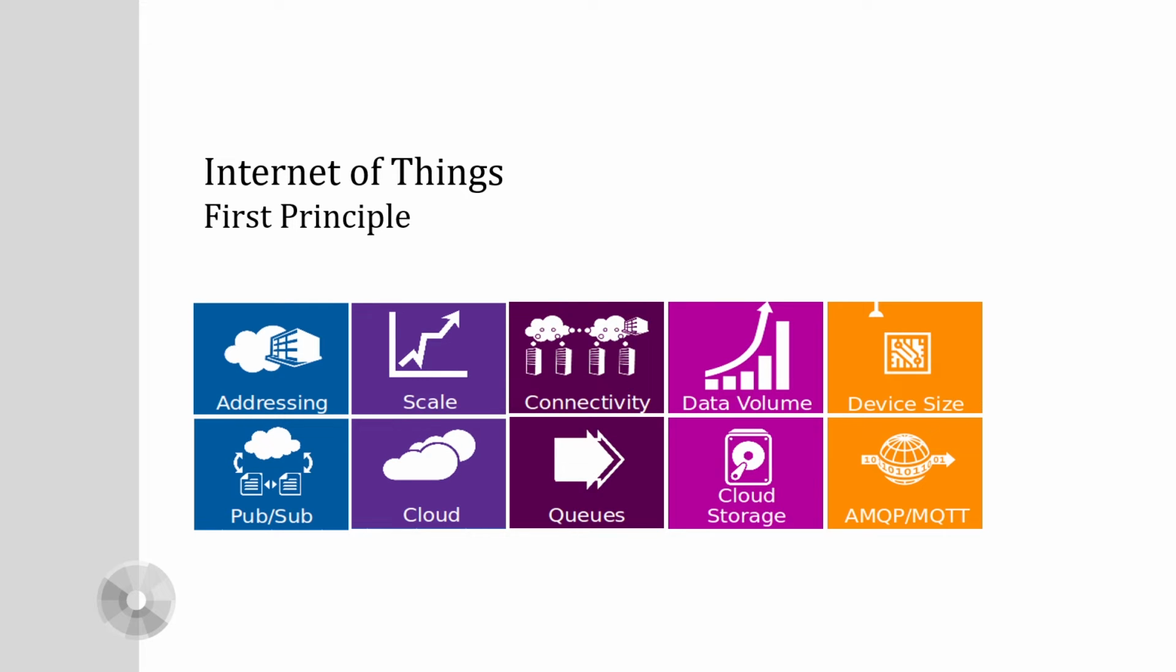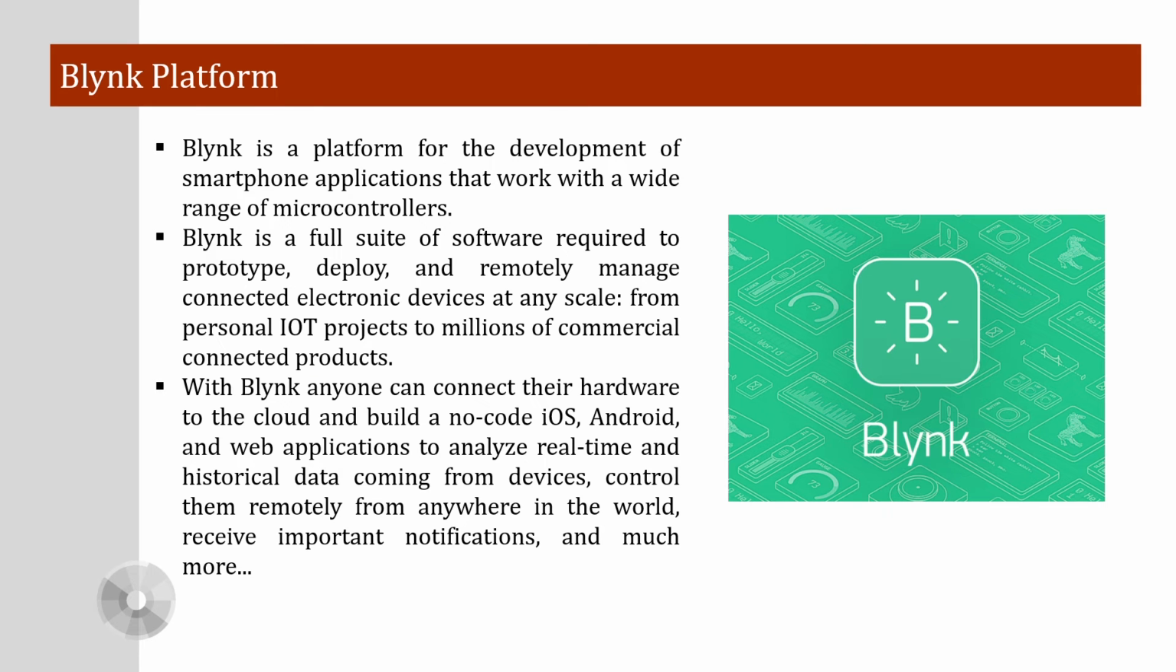Next, the first principle that we need to learn for an IoT is addressing scale, connectivity, data volume, and data size. Next, publish or subscribe for an IoT. Next, cloud, queues, storage, that is cloud storage. Next, AMQP means Advanced Message Queuing Protocol, or MQTT, telemetry transport. All these are messaging services that are needed for an IoT. That's all for IoT, Internet of Things.